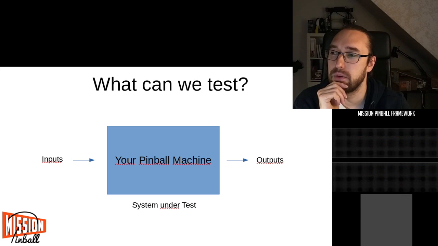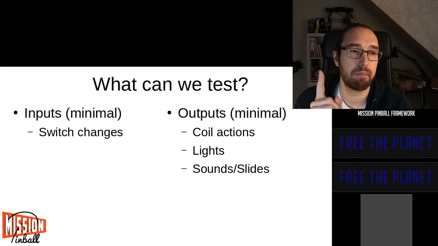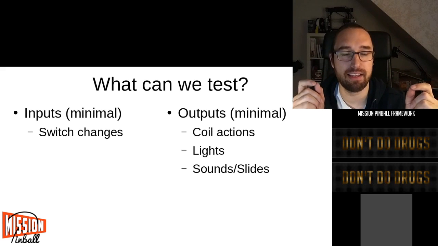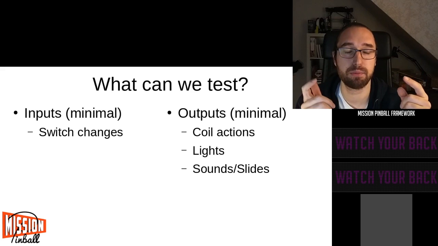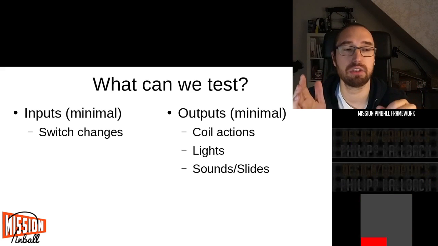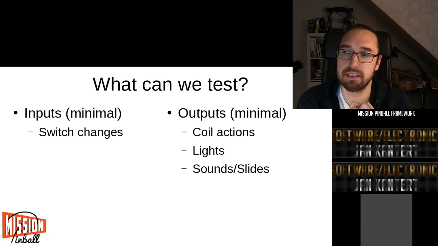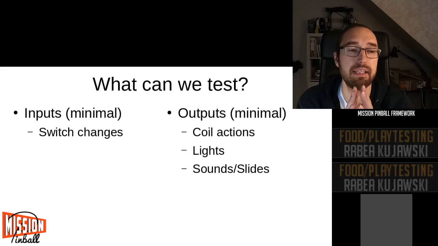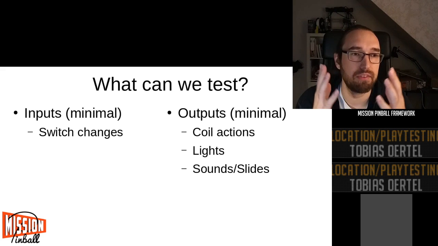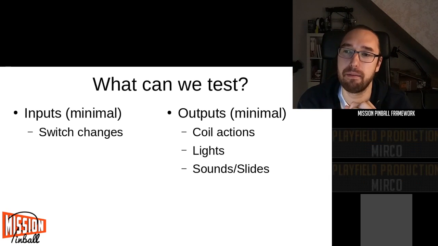Let's see. So in a minimal example, what's the input from a player? The input from the player is just some switches. So you hit the flipper buttons, those are switches. The start button, this is just a switch. And the ball also just hits some switches. And that's basically all the inputs you minimally need. Or you need to simulate a player, basically. You're simulating the inputs based on the player.